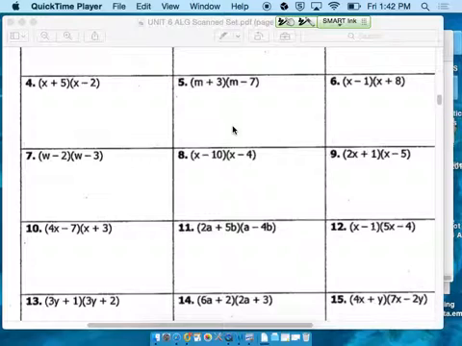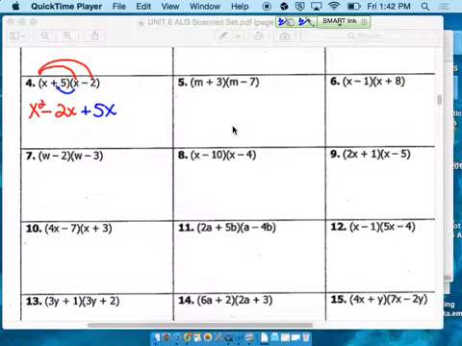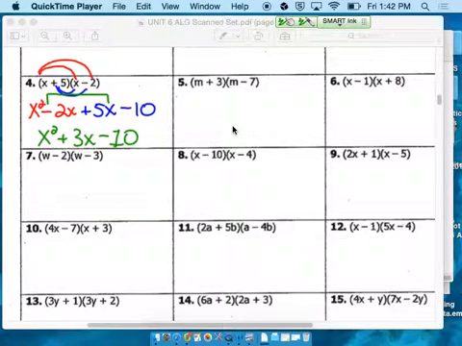So in number 4, starting multiplying x times x and x times negative 2. And then I move to the 5. So now 5 times x and positive 5 times negative 2. And then you analyze to combine like terms. So I would have x squared, and here are my like terms, and that's my simplified expression. Let's do number 7.